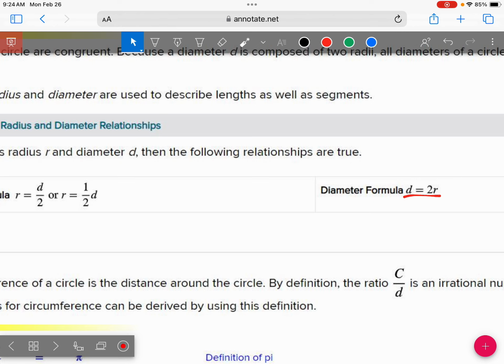So it's going to be really, really nice with circles, because anytime we have the radius or the diameter, we really have both. Because no matter what, the radius times 2 is going to give us the diameter, and the diameter divided by 2 is going to give us the radius, the length.